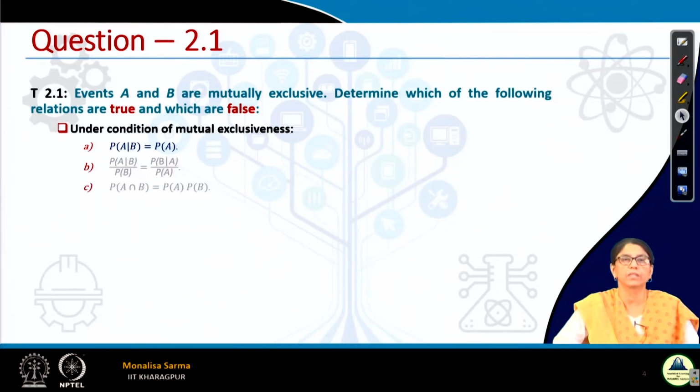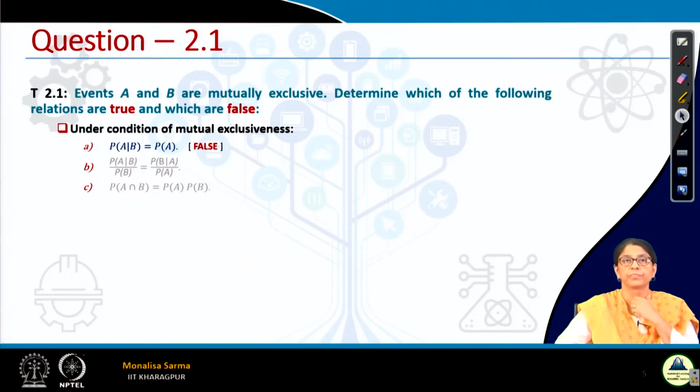Just see very carefully. What is given is, events A and B are mutually exclusive, determine which of the following relations are true and which are false. The first one: given that A and B are mutually exclusive, probability of A given B equals probability of A. Is it true or false? It is telling that even if B has occurred, what is the probability that A has occurred? Now since A and B are mutually exclusive, what will be the probability of A given B? It will definitely be 0, it will not be probability A, right?